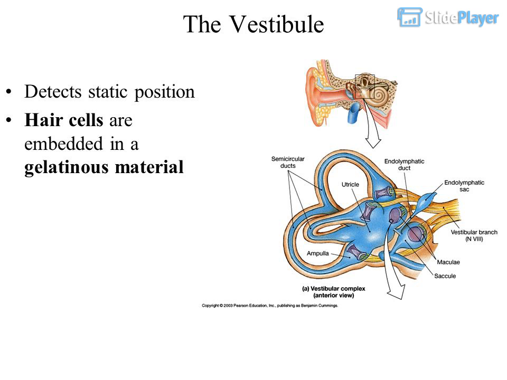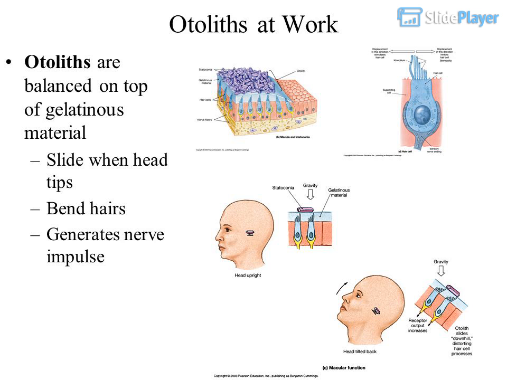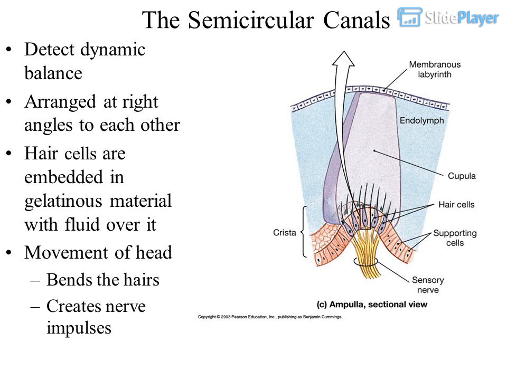Hair cells are embedded in a gelatinous material. Otoliths at work. Otoliths are balanced on top of the gelatinous material. They slide when the head dips and bend the hairs. This generates a nerve impulse.